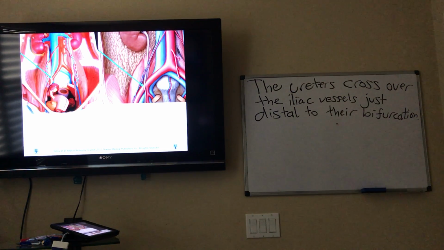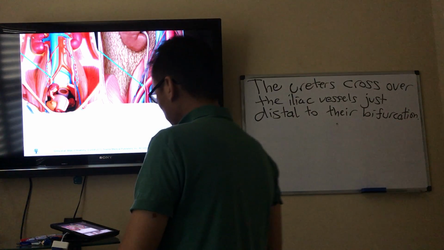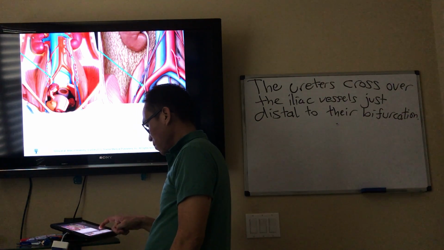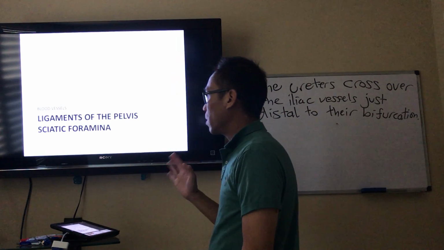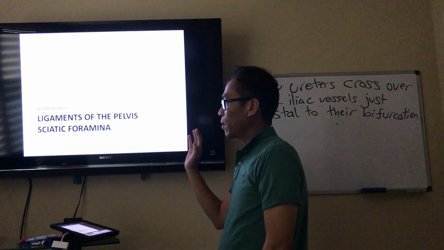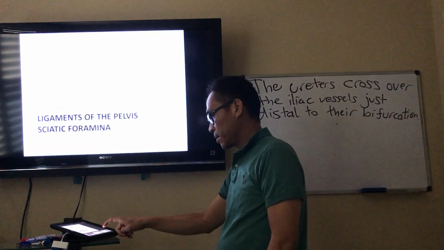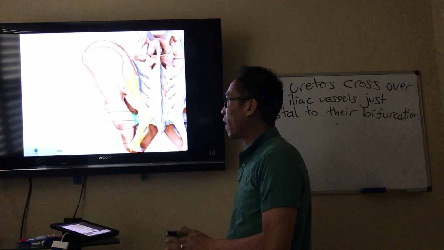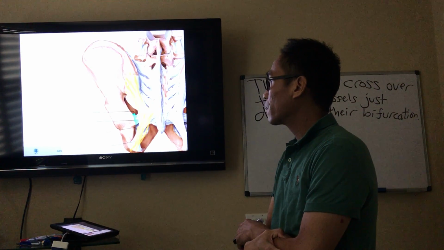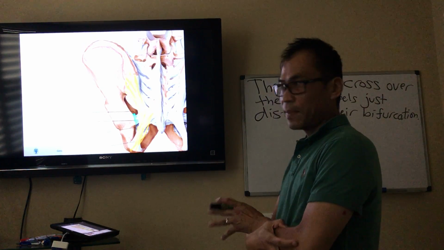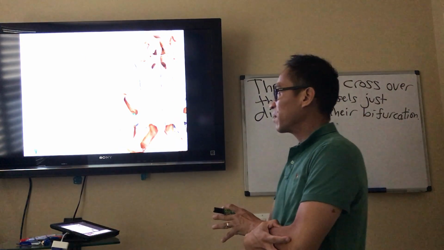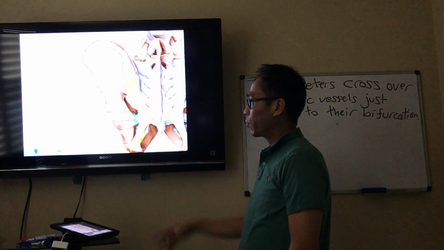All right, moving on. We're going to talk about a couple of ligaments of the pelvis that create these holes in the back called sciatic foramina. Because remember, we have to talk about how arteries exit the pelvis to supply blood to the lower limb, specifically the gluteal region, which we'll get to.